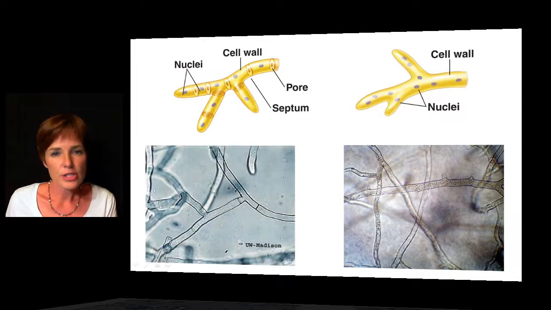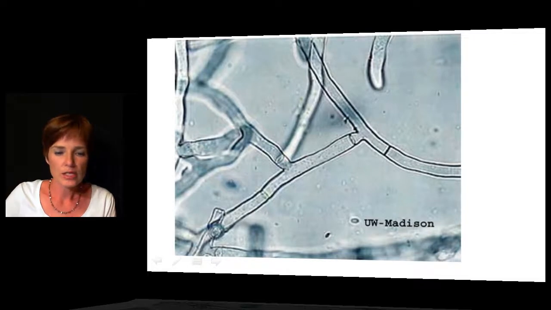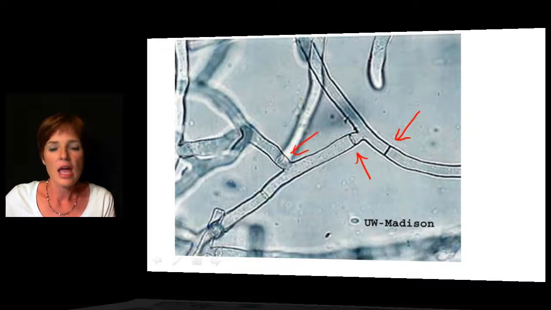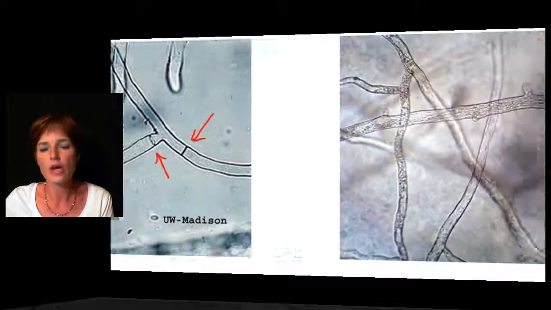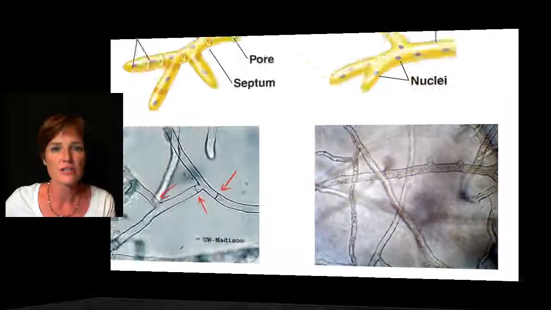Here you have some microscope pictures of these two types of hyphae so you can have a closer look. On the left-hand side, we can see those chitin cell walls that are breaking these hyphae into individual cells. So they do have the cross walls or the septum. And then on the right-hand side, we see the cenocytic hyphae where it's just continuous and we don't have any divisions there.